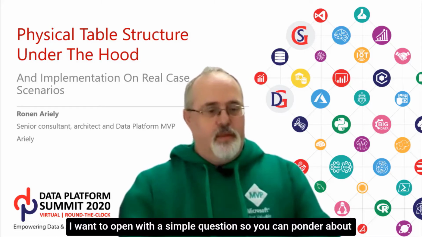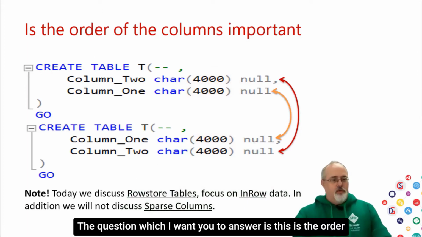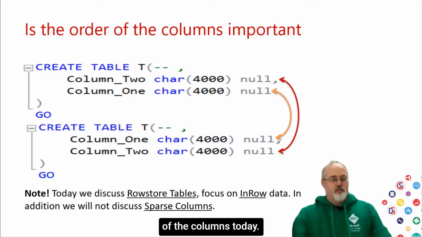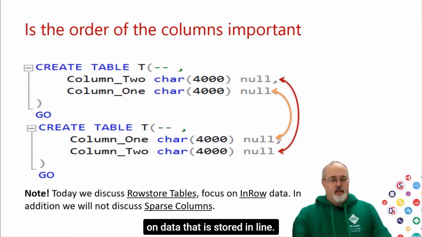I want to open with a simple question so you can ponder your answer while I introduce myself. The question I want you to answer is this: is the order of columns important? You can see an example of creating two simple tables with the same structure except the order of the columns. Today, we will discuss simple row store tables, and we will focus on data that is stored in line.